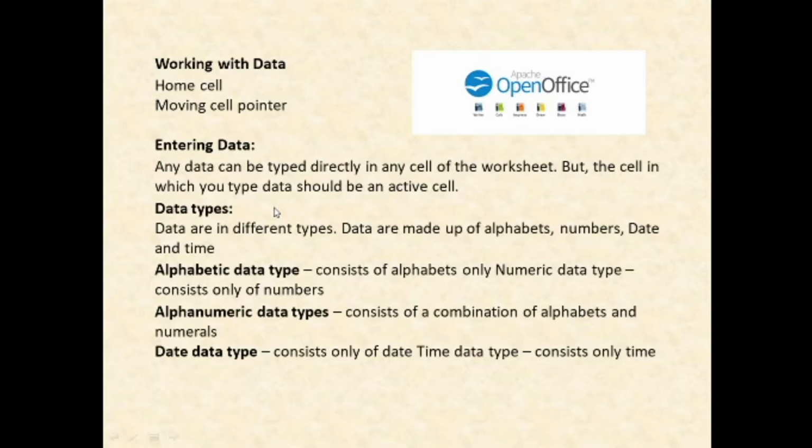The alphanumeric data type consists of both alphabetic and numeric characters. It is a combination of these two, alphabets and numbers. For example, A2, an alphabet and number combination. This is the alphanumeric data type. Then the date data type consists of only a date. The time data type consists of only a time.